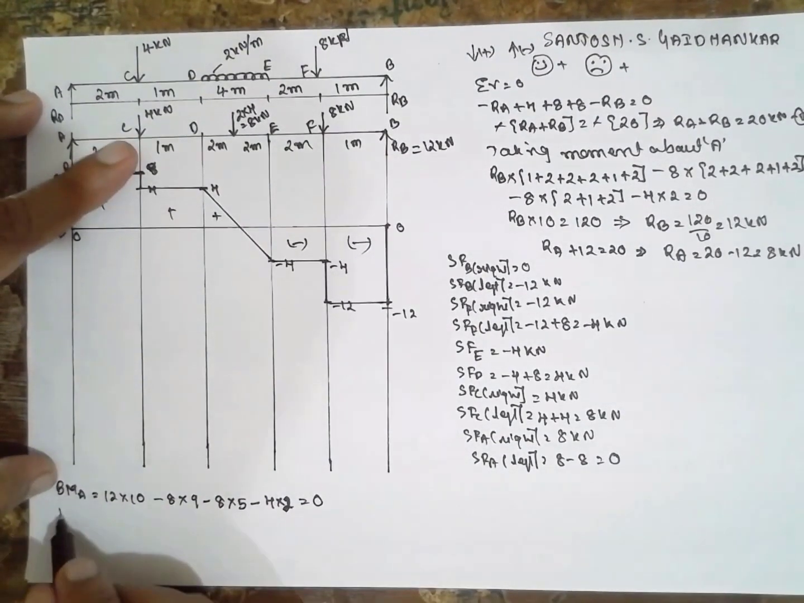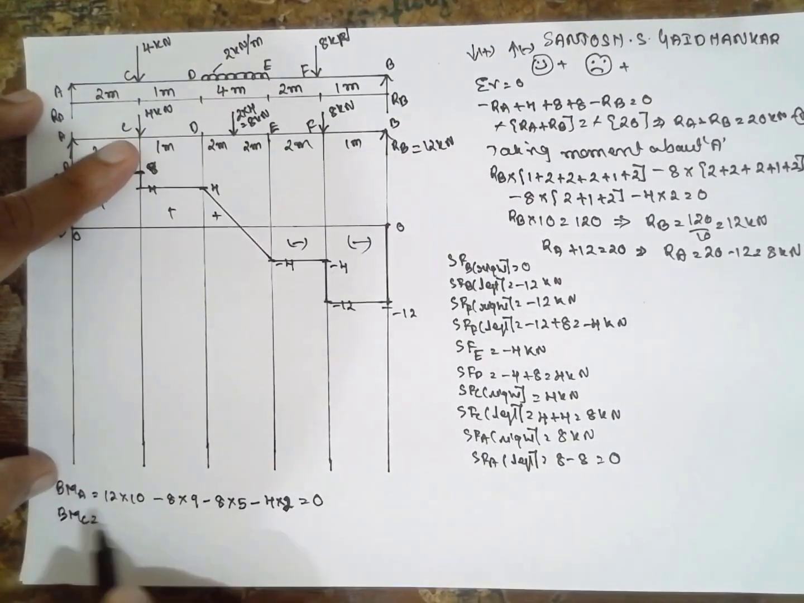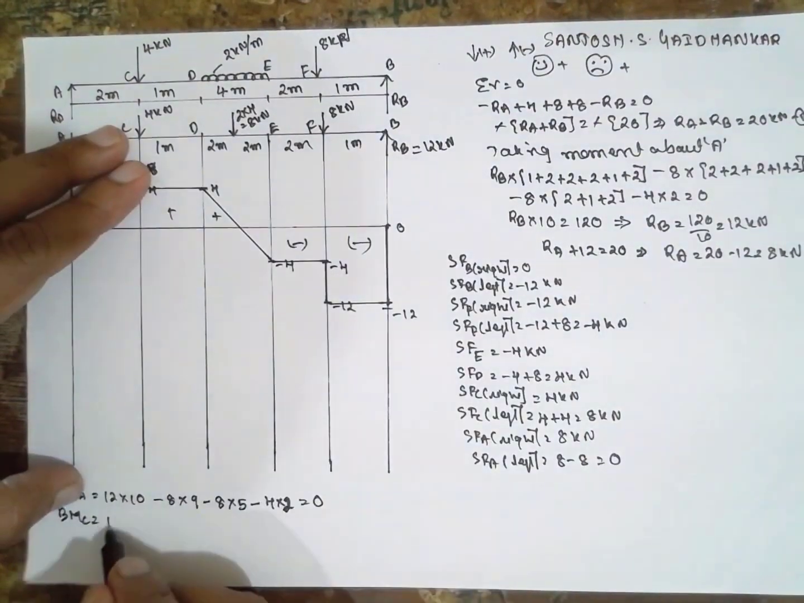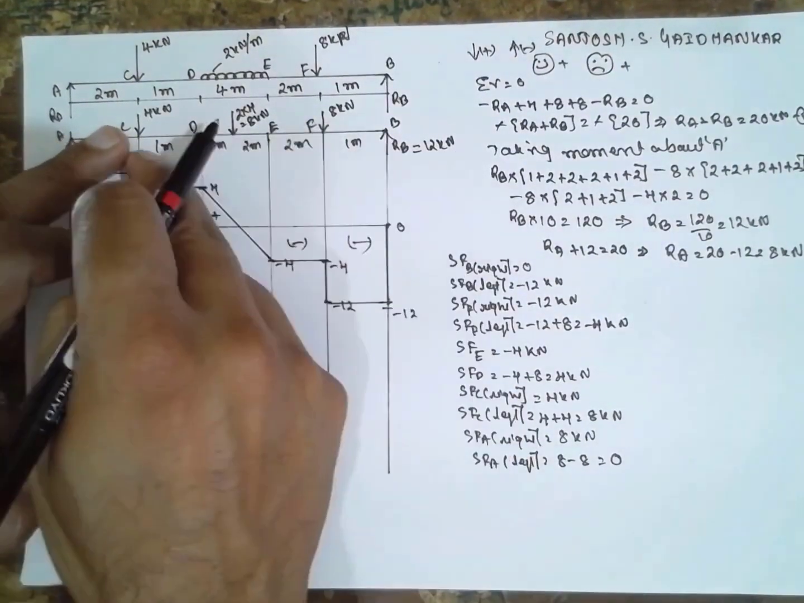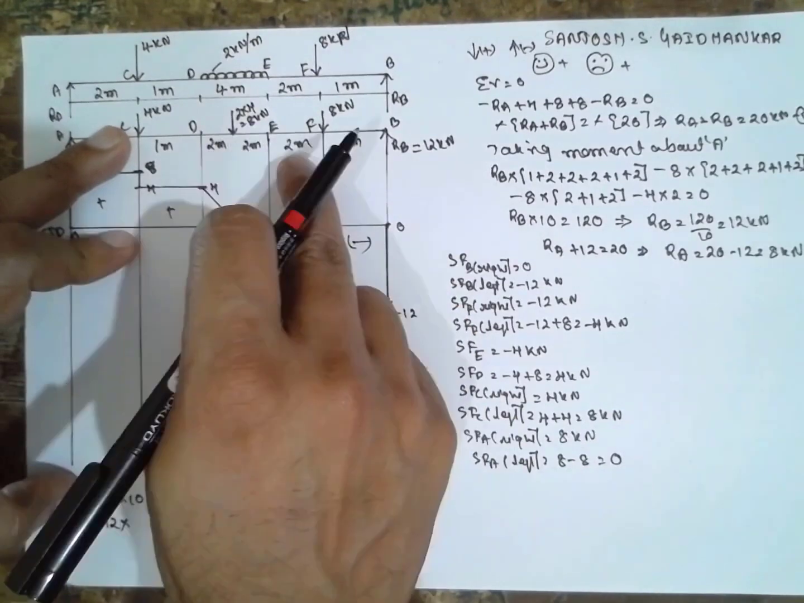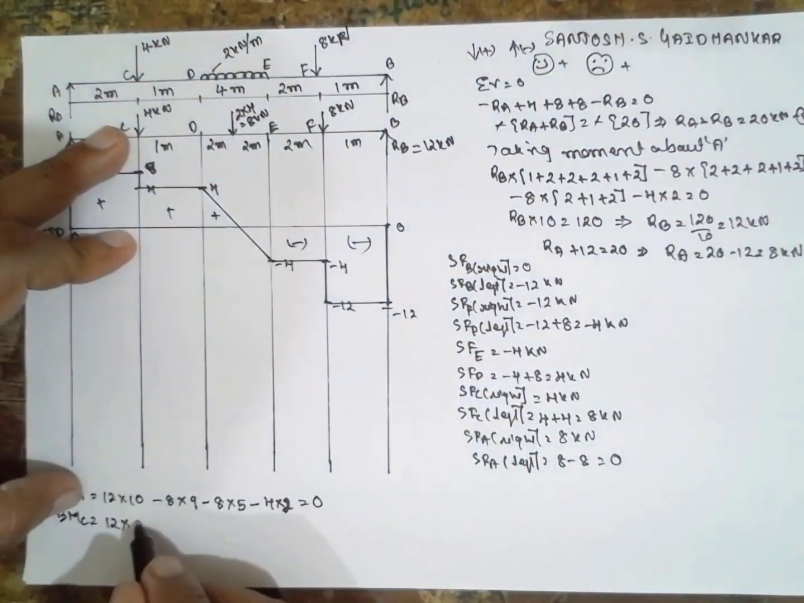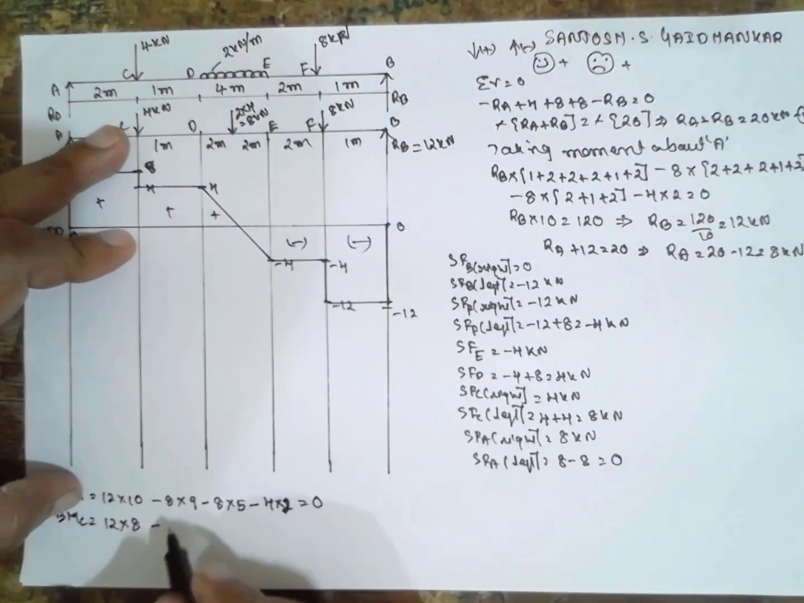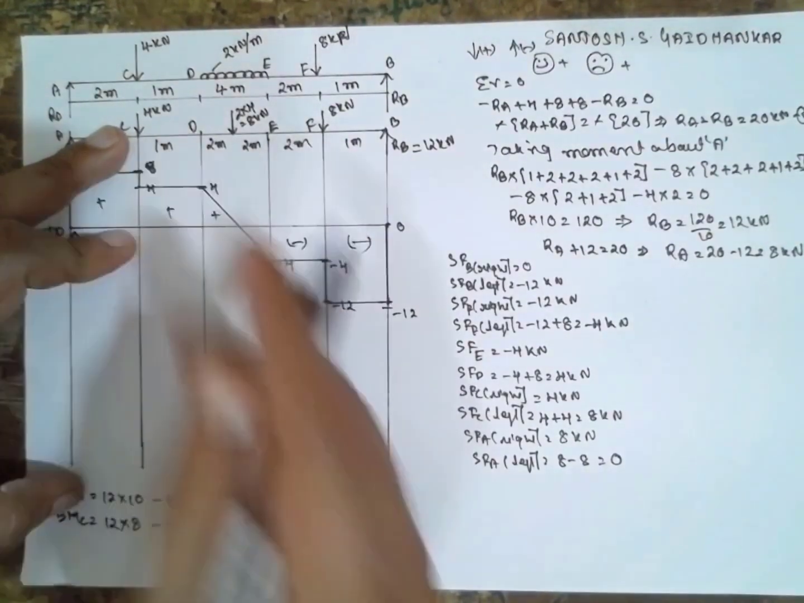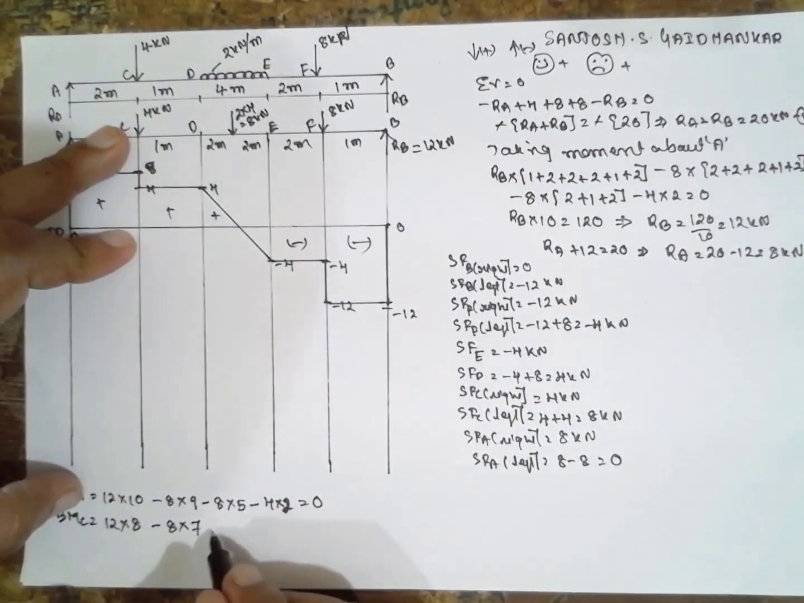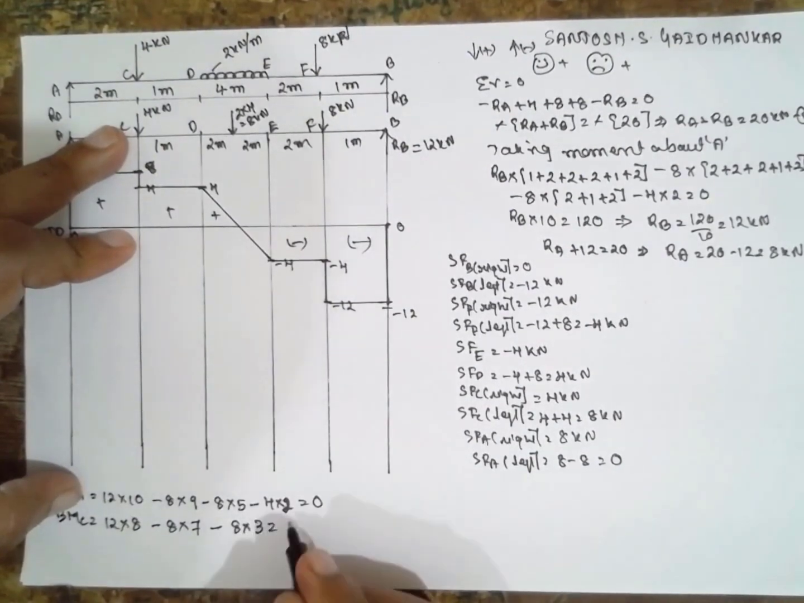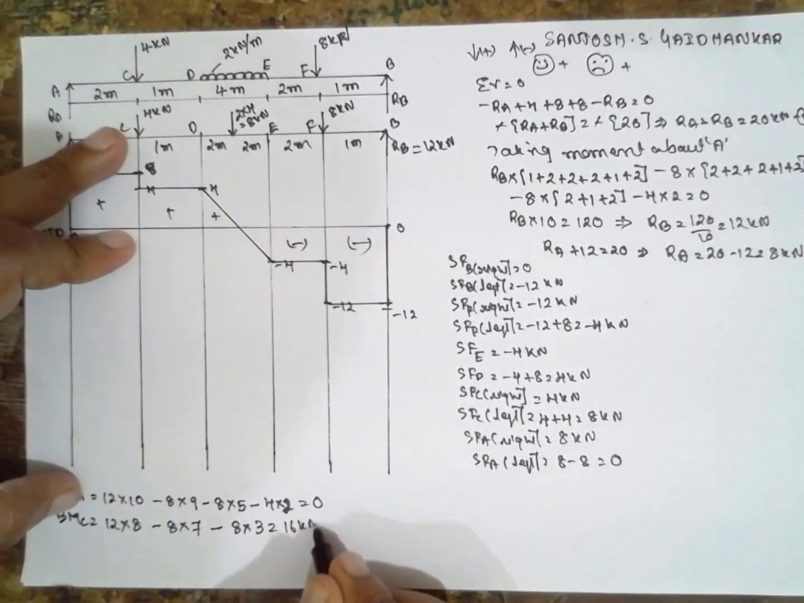Now I will go for bending moment at C. 12 into total distance, 8. Minus 8 into distance, 7. Minus 8 into 3. Answer is 16 kilonewton meter.